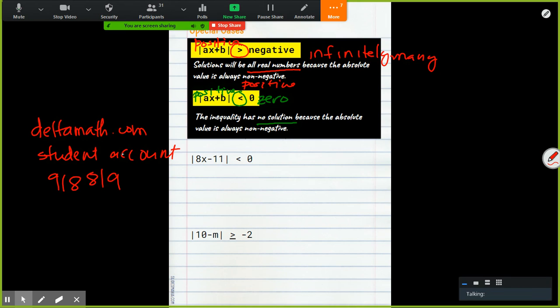No solution for this one. Very good, Henry. Because this is positive, right? And a positive can never be less than zero. Aiden, good job. Okay, what about the second one? You have greater than or equal to, and then you have a negative number on the right-hand side.